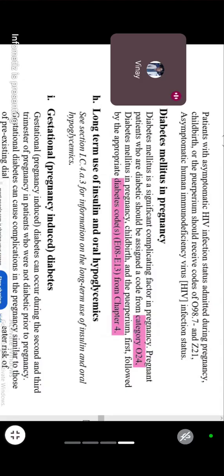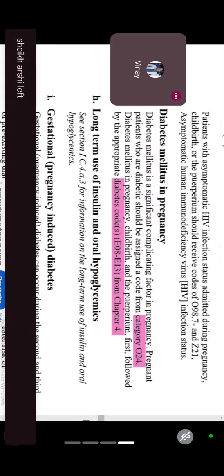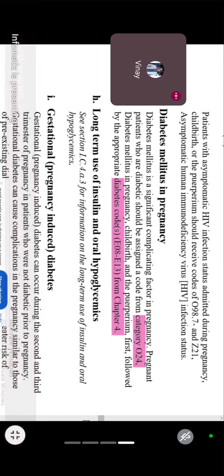If I say that before pregnancy the lady's pancreas was removed, then you cannot say it's type 2 diabetes. It's secondary diabetes, E13 series. Yesterday we have seen, right? Status post pancreatectomy.